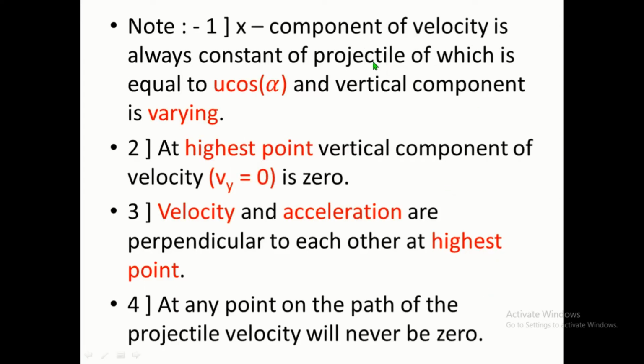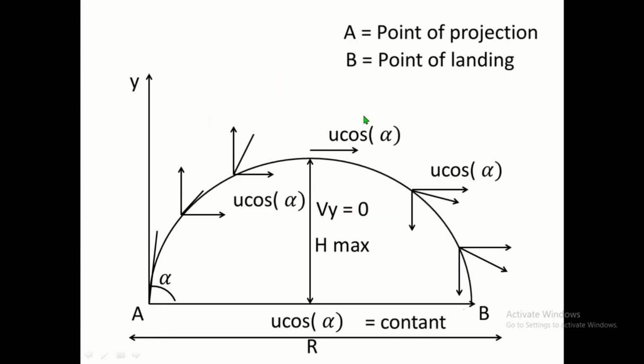The x component of velocity of a projectile is always constant, equal to u cos alpha, and the vertical component varies. This x component of velocity is always equal to u cos alpha, and it always remains constant. Acceleration is equal to change in velocity upon change in time. Therefore the x component of acceleration will always be equal to 0, as the x component of velocity is always u cos alpha, and the y component will keep on varying as the angle changes.